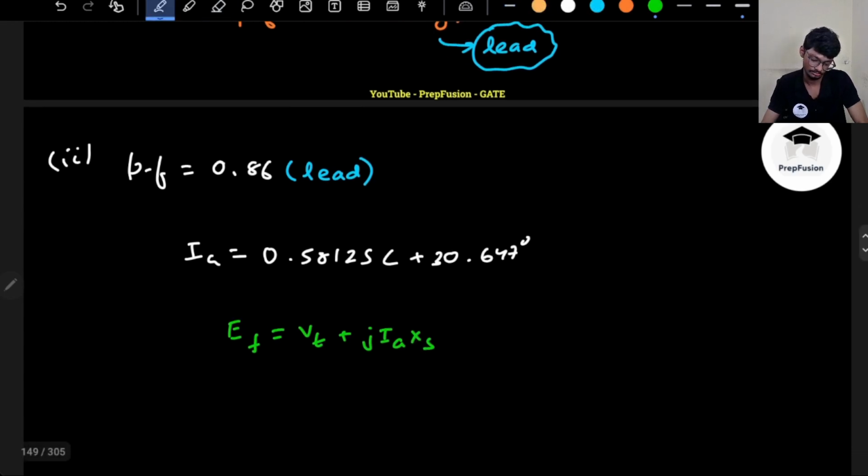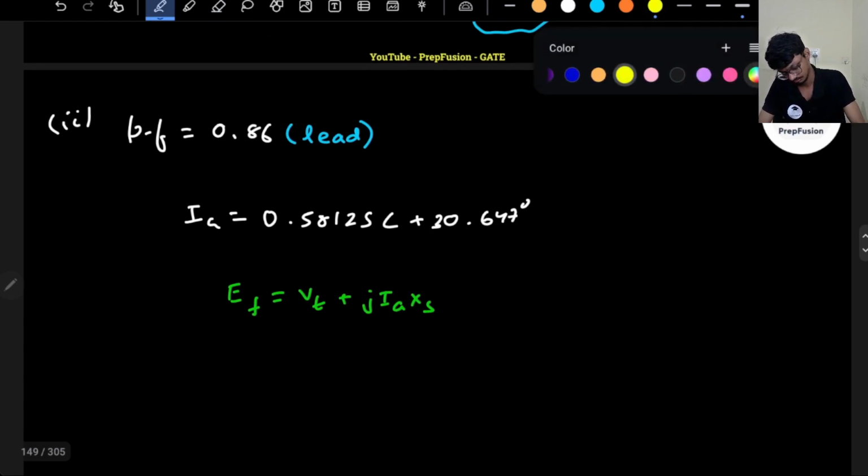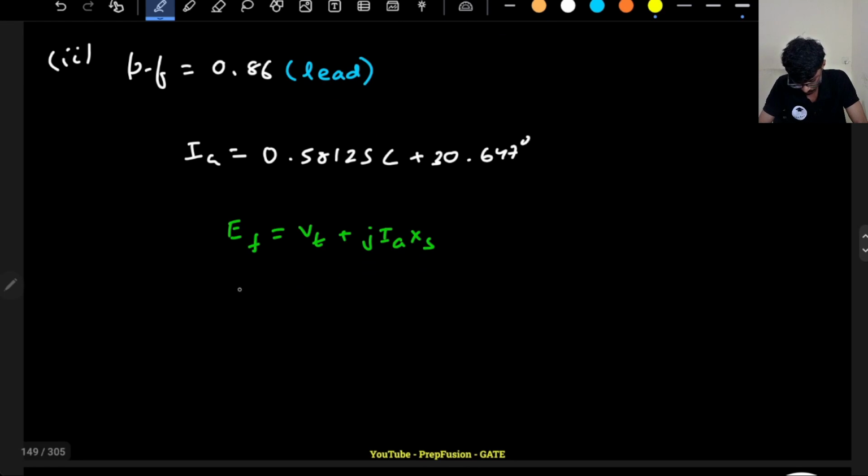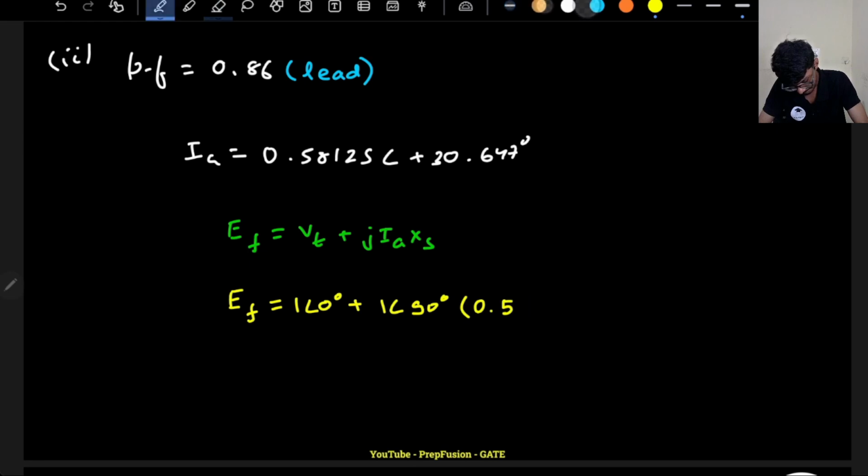So EF will be equal to 1 angle 0, which will be constant, plus j, which is 1 angle 90, times IA, which is 0.58125 angle plus 30. So from here you can find out both the delta angle and EF.